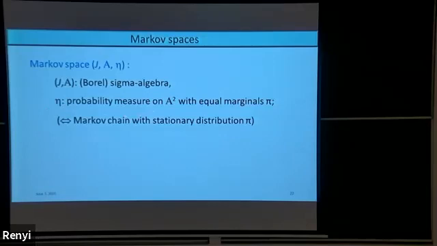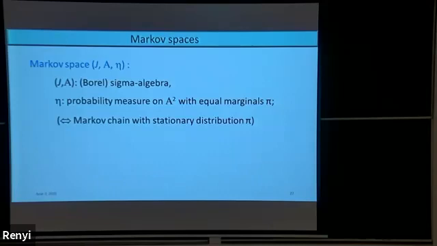And eta is a probability measure on the square of this sigma algebra. So you take J times J, the Cartesian products of measurable sets generate it. The only assumption is about equal marginals. Let's make it simpler. Let's assume that this eta is symmetric. If you interchange the two coordinates, you get back the same thing.